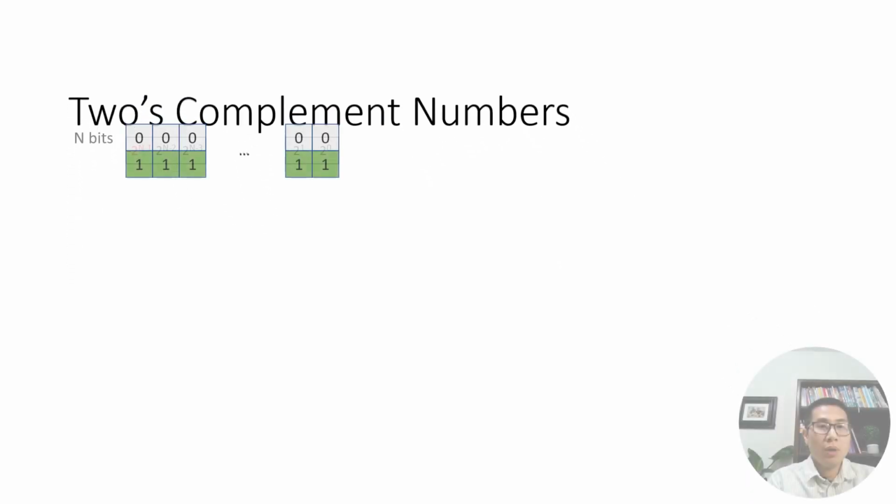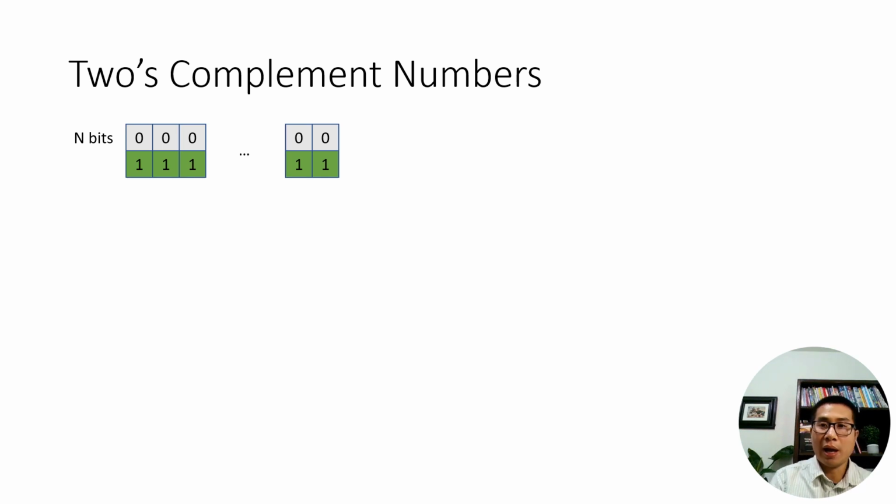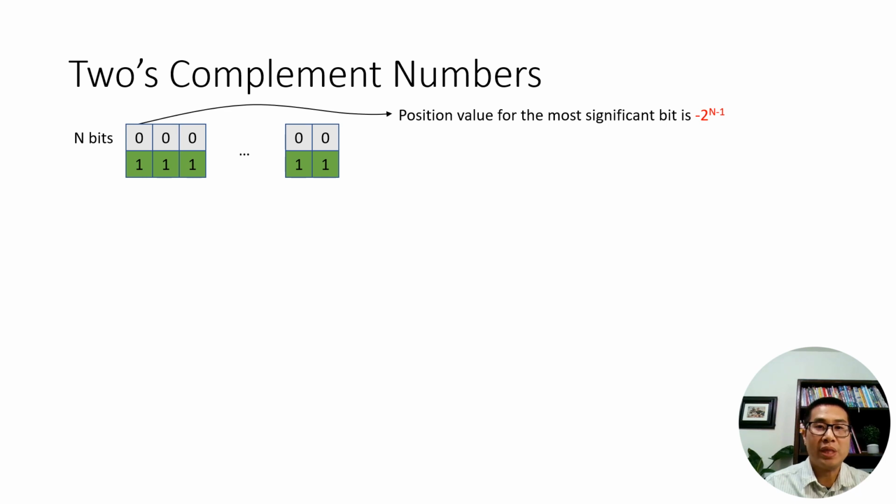So let's just say we have an n-bit system. Then the position value for the most significant bit right now is -2^(n-1). The only difference between this and the normal binary numbers that we have learned so far is that the most significant bit now has the negative sign. So it's going to be -2^(n-1) instead of 2^(n-1).